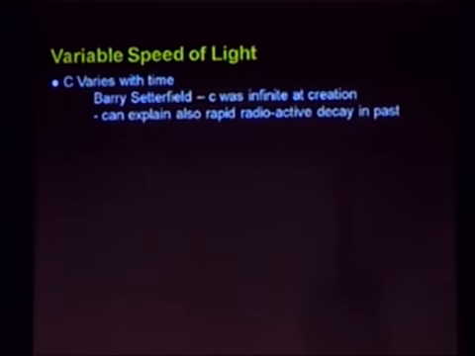You could postulate that c varies with time. So Barry Setterfield, for example, says that c, the speed of light, was infinite at creation, and then it died down. One good feature of his model is that it can also explain the radioactive decay, because the rate of radioactive decay is tied into the speed of light. So you could also have that being much faster in the past as well. So you could kill 2 birds with 1 stone, as it were.